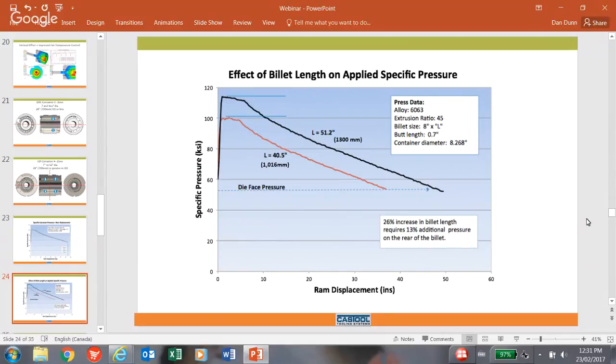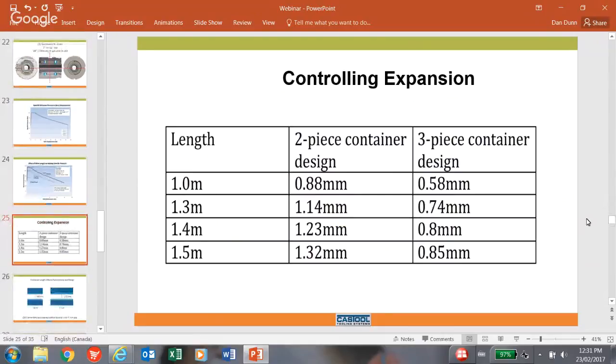If we look at a container length of 1 meter, and we translate that over under the same conditions to a 2-piece container design, we expect the liner to deflect 0.88 millimeters. On a 3-piece container, it actually is reduced to 0.58 with the increased hoop strength.